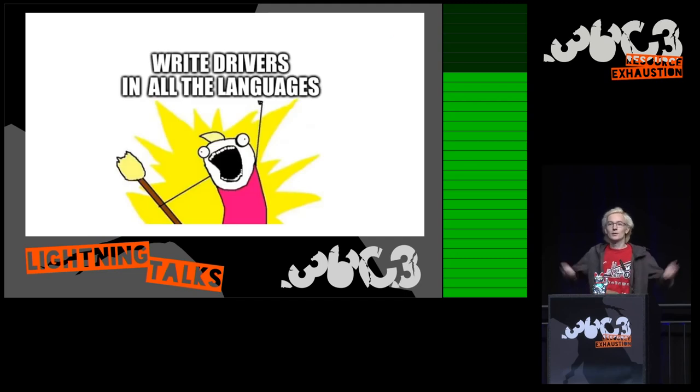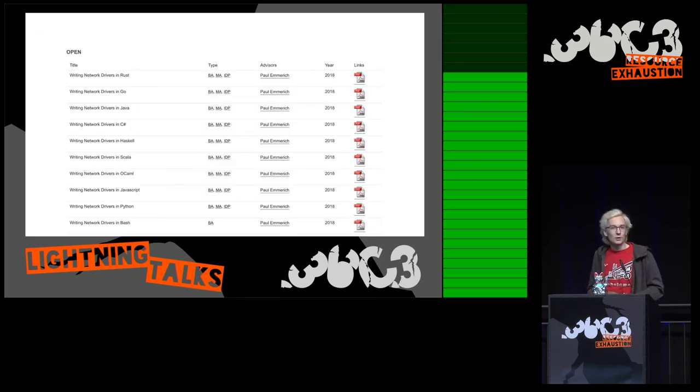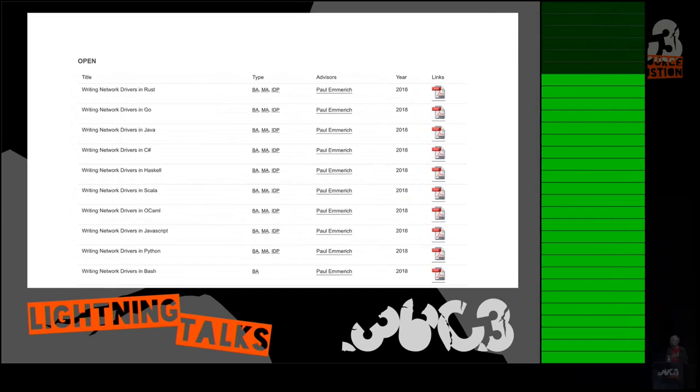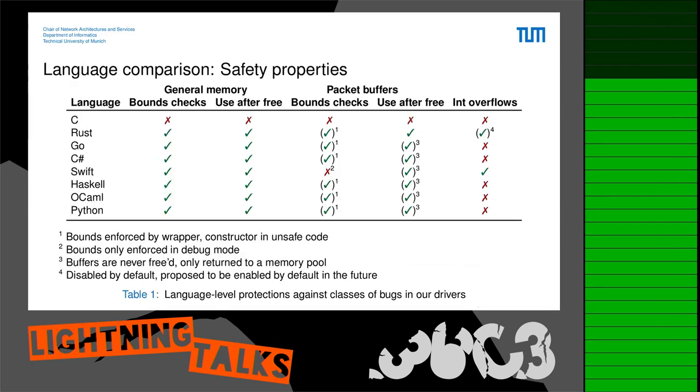Of course, I wanted to write it in all the languages, but it turns out that's a lot of work and I don't speak all the languages. The good thing is I work at a university, so I can just grab a bunch of students and tell them to write drivers in their favorite languages. Then we had, in the end, 9 driver implementations in these languages: C, Rust, Go, C Sharp, Swift, Haskell, OCaml, Python. The table is not up to date. There's also a Java driver nowadays as well.